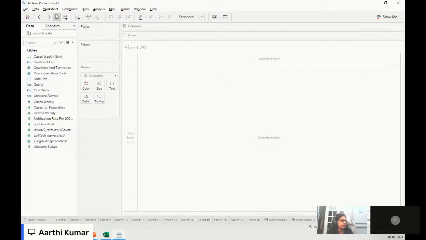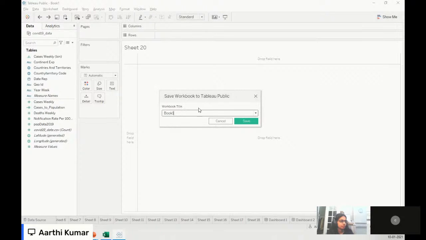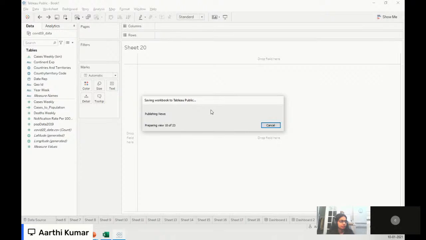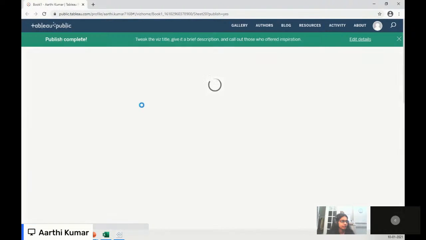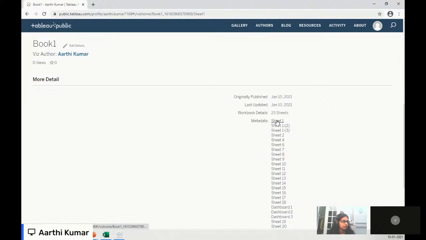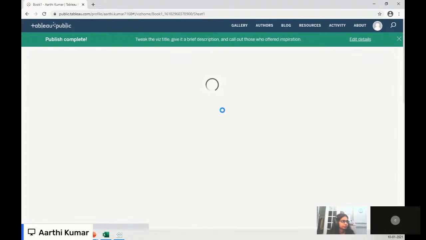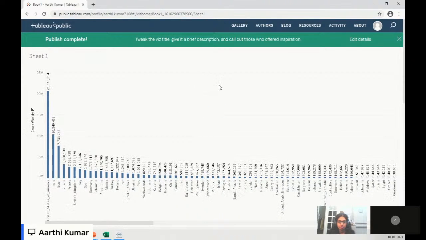So when I save it, it asks me for a name, let me say book. So it is saving to the public account. Sorry, too many visuals to publish it. I have signed in using my user ID, so it is saving to the cloud, and you can only see it as a web portal. If I open it in Chrome, just a second. Yeah, so this is my account, and this gets published over here. If I click on sheet one, this is how you will be able to view it.